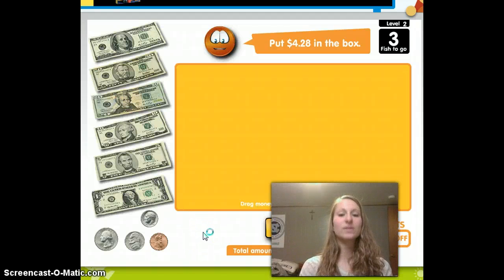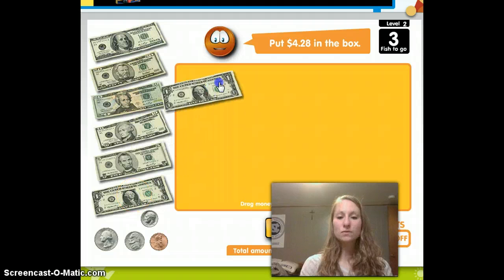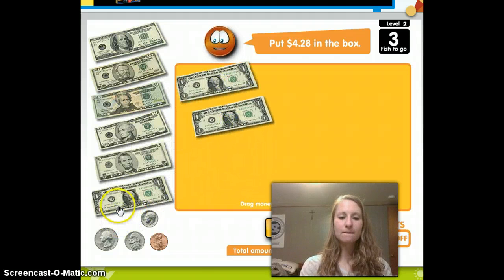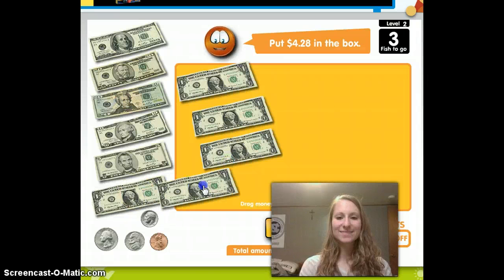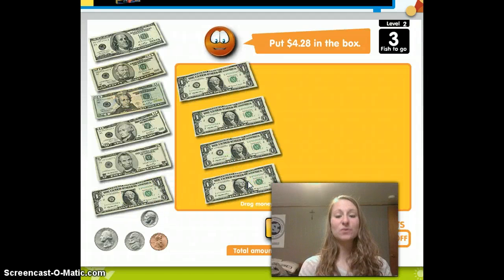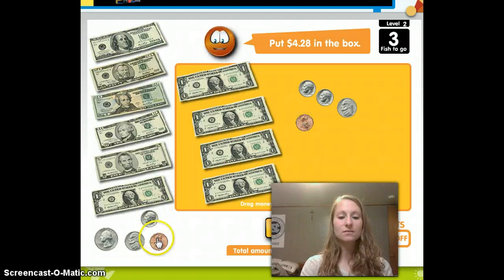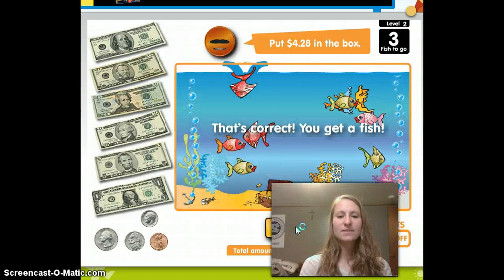Now we need $4.28. So we're going to use 4 $1 bills. And then we're going to use 28 cents. How do you want to get to 28 cents? Say we don't have a quarter. You want to use 2 nickels? No? You want to use 2 dimes? Okay. Now what? That's 20 cents. What do we need now? A nickel? Yes. Now you have 25 cents. You need 3 pennies to get to $4.28. You guys are whizzing right through these.